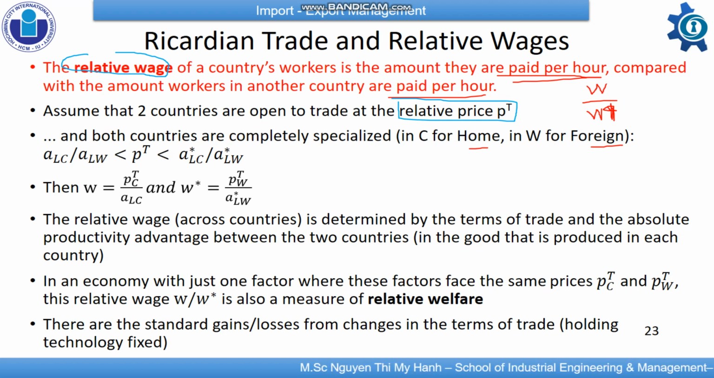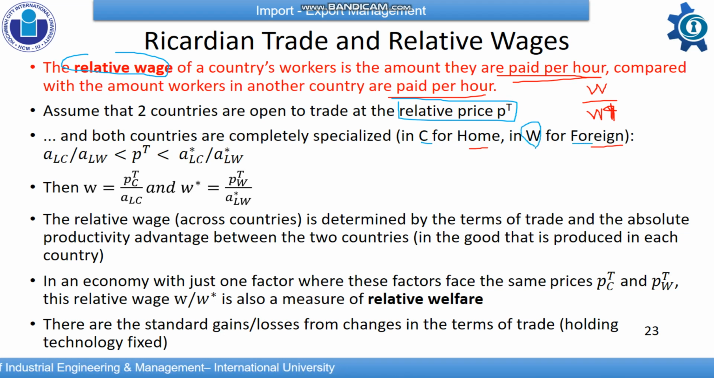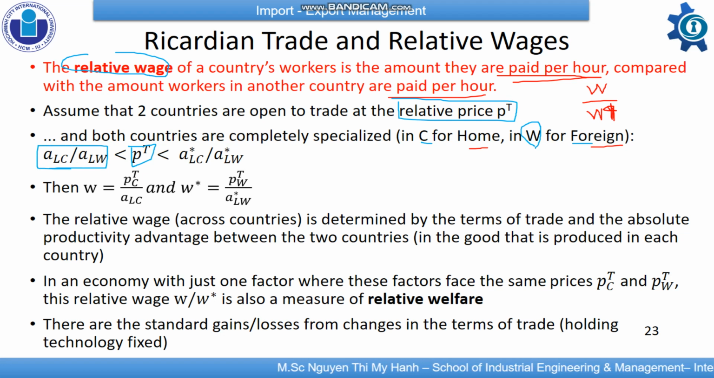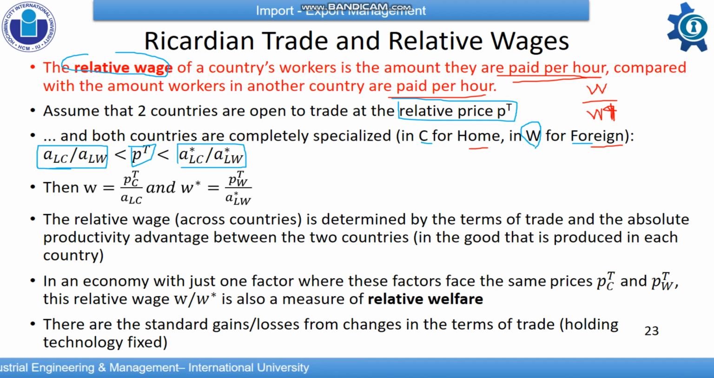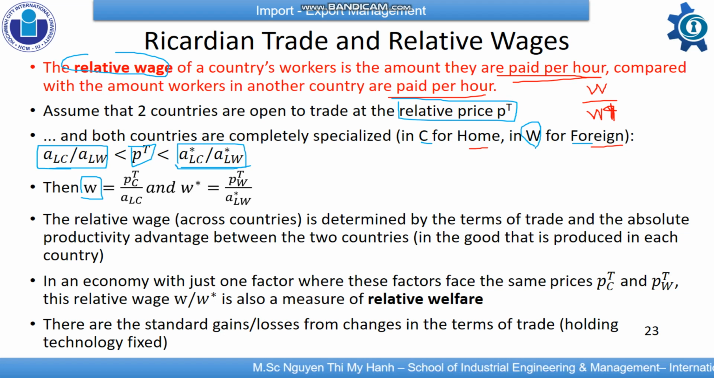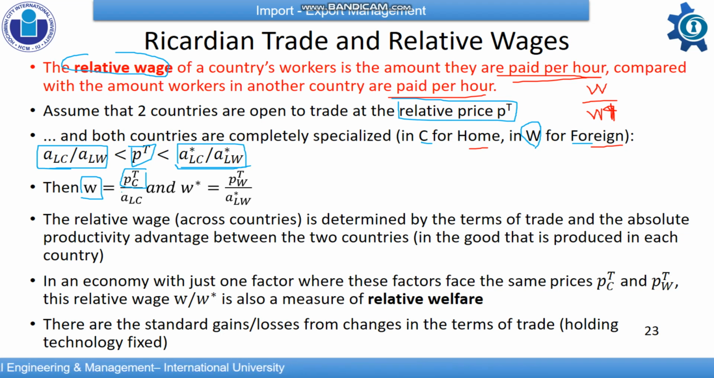Okay, we assume that two countries are open to trade at the relative price PT, and home will specialize in cheese and foreign country specializes in Y. Then at that point the relative price is larger than the relative unit labor requirement of cheese in the home country and less than the relative unit labor requirement in the foreign country. Then the wage in home country will equal the price of cheese divided by the unit labor requirement of cheese in the home country.